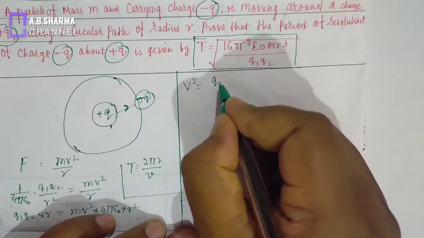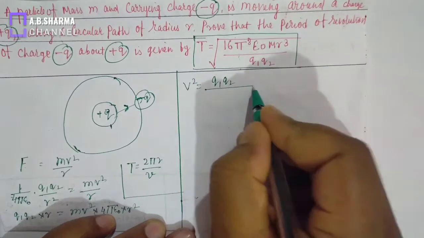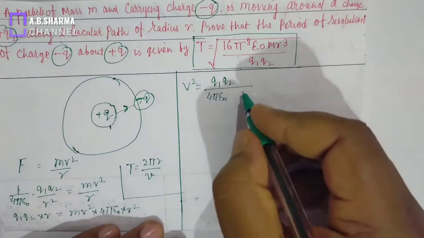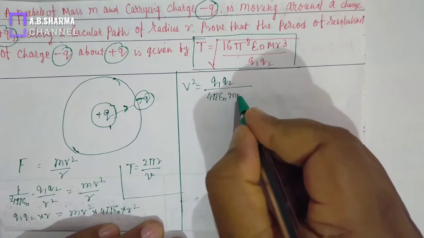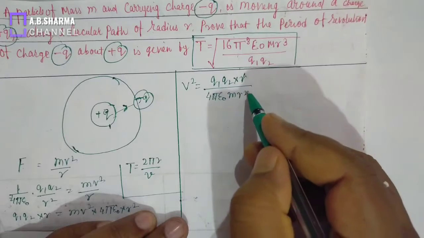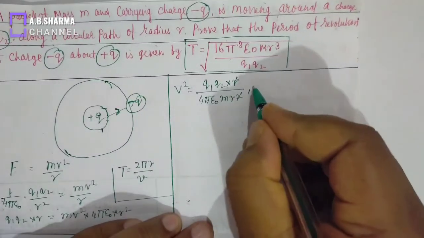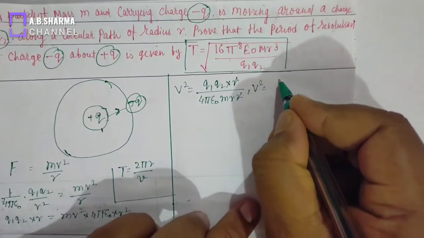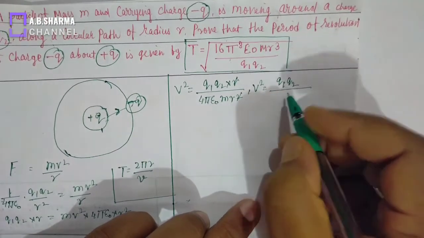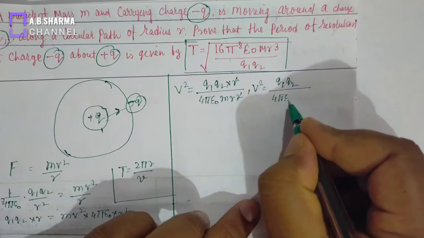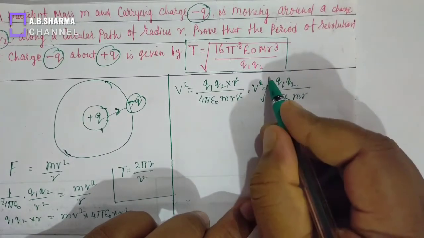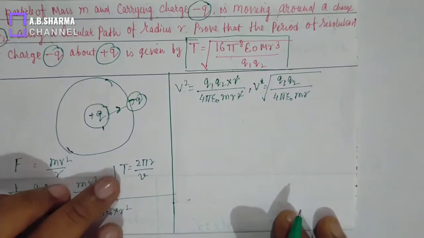Now separating v square, we will get v square equals q1 q2 by 4 pi epsilon naught m r square. One r in the square will cancel out. So v square will be q1 q2 by 4 pi epsilon naught m r, and v equals the square root of this much.